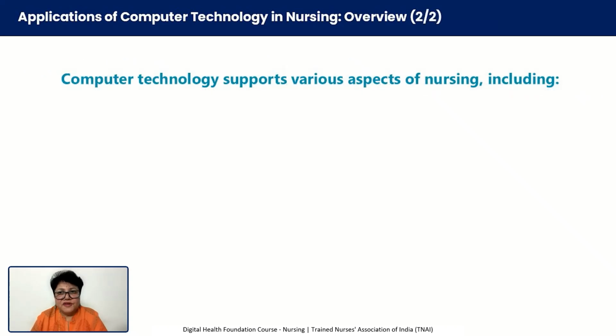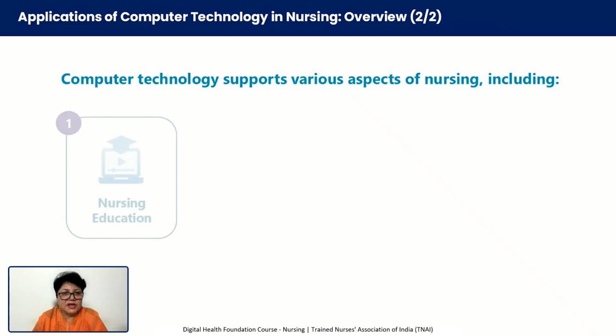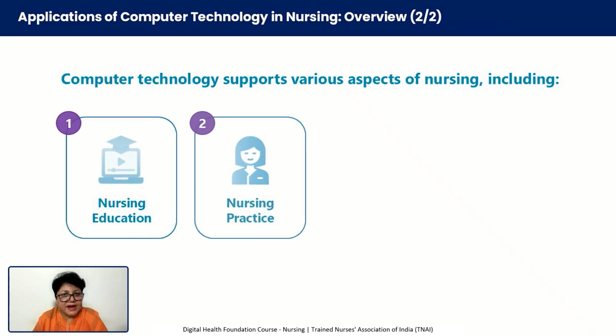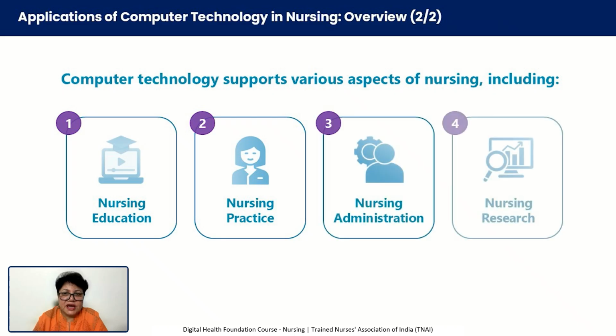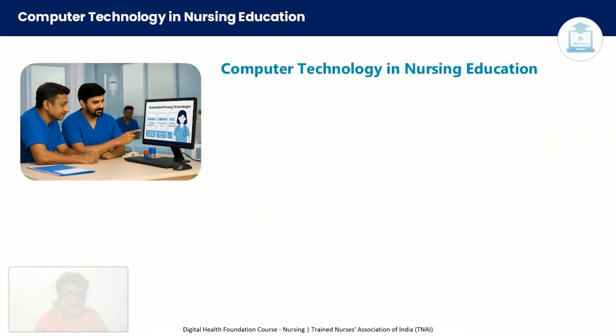Building on what we have just discussed, let's quickly see the four core areas where computer technology is actively supporting the nursing profession. These are nursing education, nursing practice, nursing administration, and nursing research. We'll be going into details of each one of them. So let's begin with nursing education.